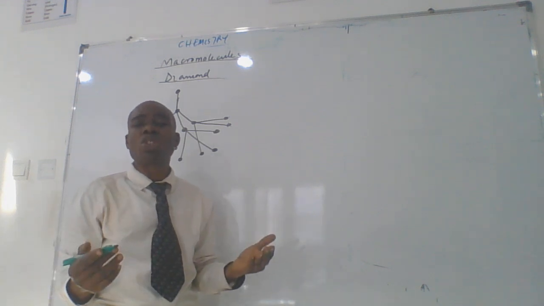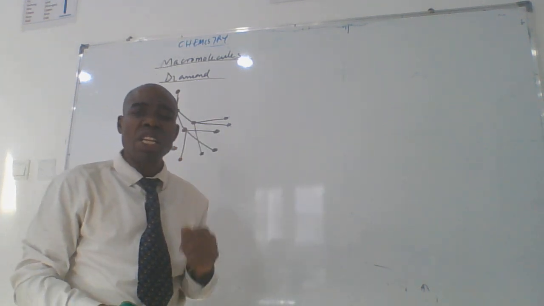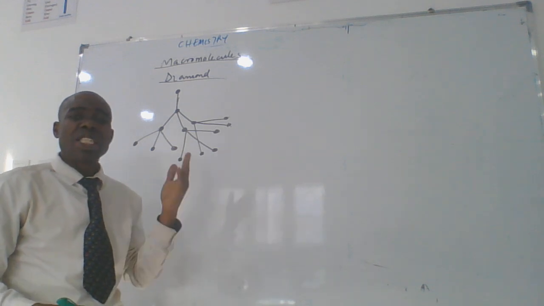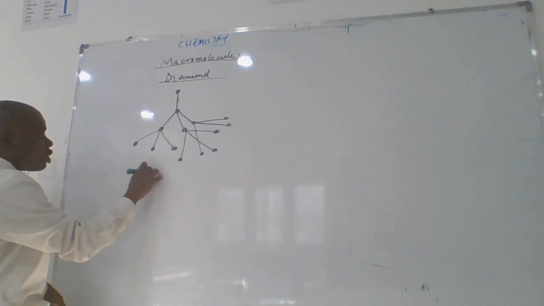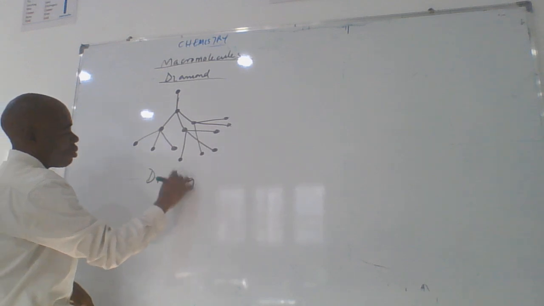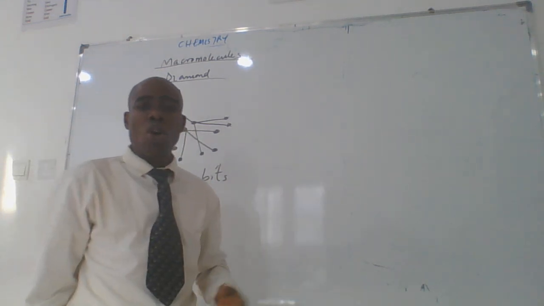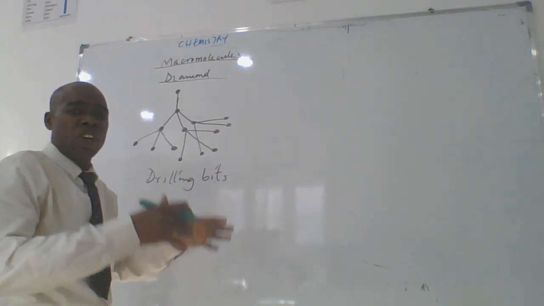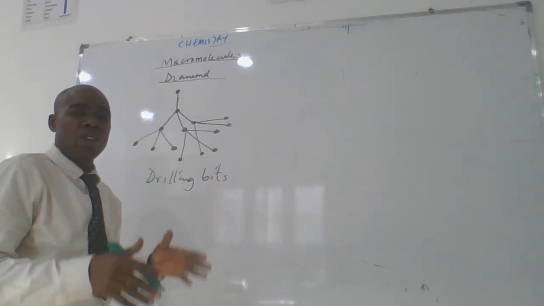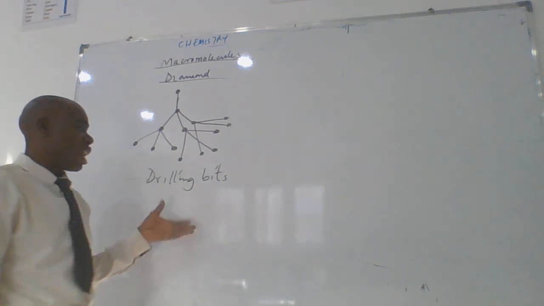Now, what are the uses of diamond? What is the implication of all these properties? One, like I said, because of its hardness, diamond is used to make drilling bits. You want to blast rock or dig a very big hole in the ground, making an industrial borehole. The drilling bit of the machine is made of diamond.